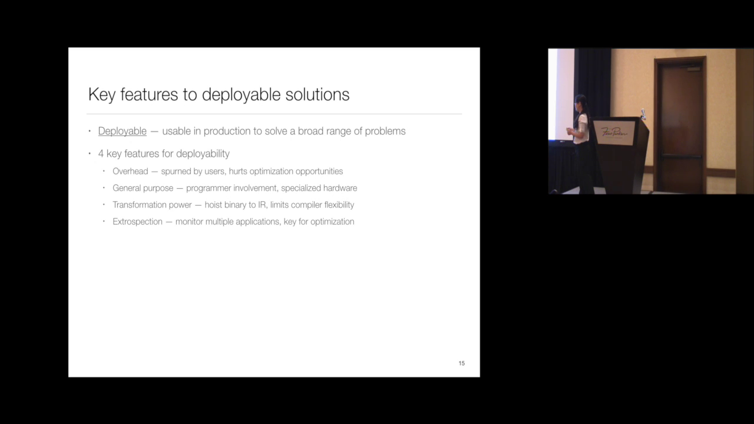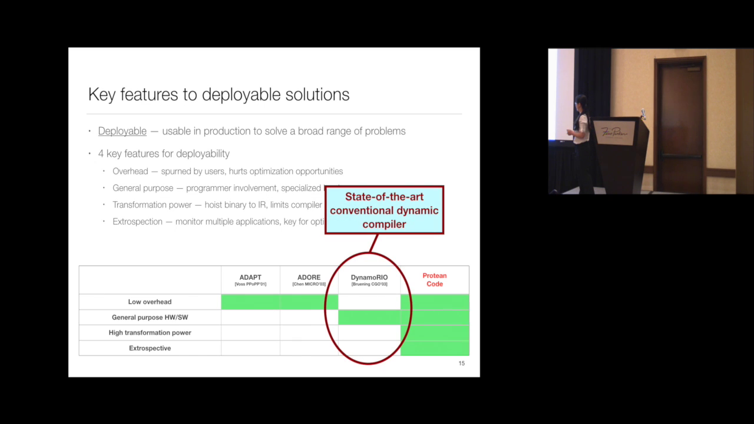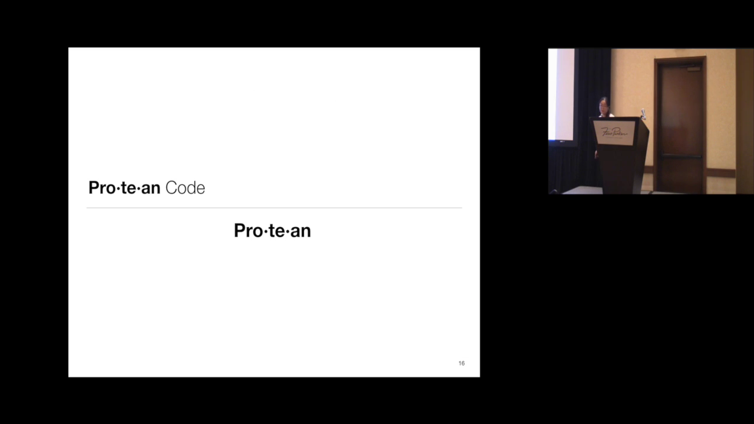So I'm gonna quickly talk about the solution then. This is actually comparing our technique with other techniques. DynamoRIO is a state-of-the-art dynamic compiler, and the Protean Code I'm about to introduce is a low overhead system that's actually deployable. Protean means able to change frequently and easily, and it's a biological term. How does Protean Code address those key features?